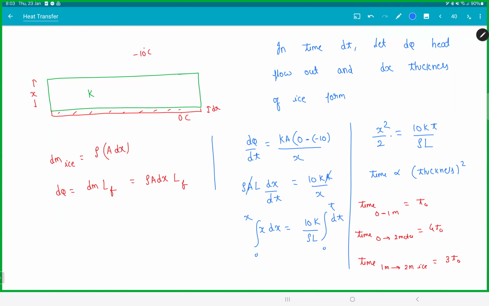That would be a good question in the red one. Find the ratio of time taken for the first 1 meter and the second 1 meter. That would be a mains question, 1 is to 3.